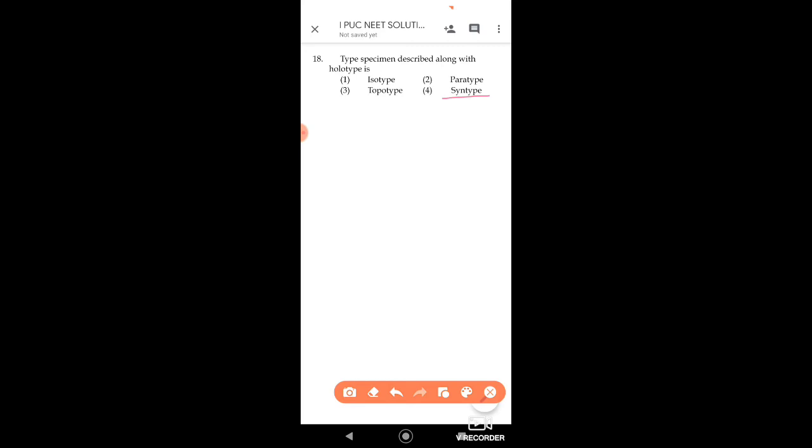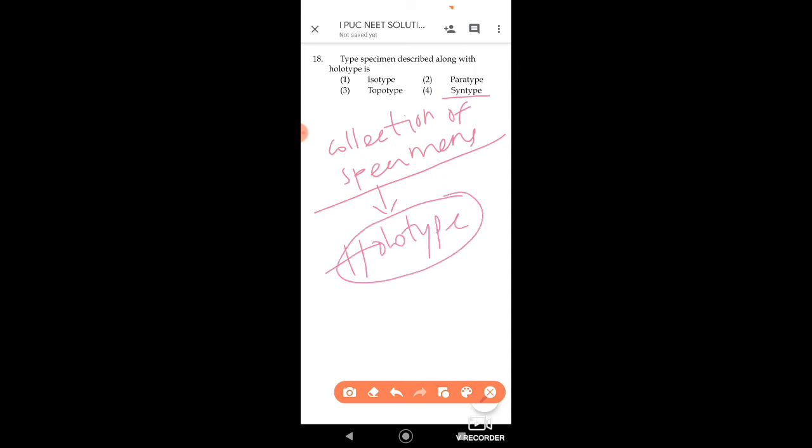But what is a syntype here? It is also a collection of specimens. Many specimens will be there in the collection. But these specimens were described without taking the holotype into account. The holotype was not selected at all to describe the species, so we call it a syntype.